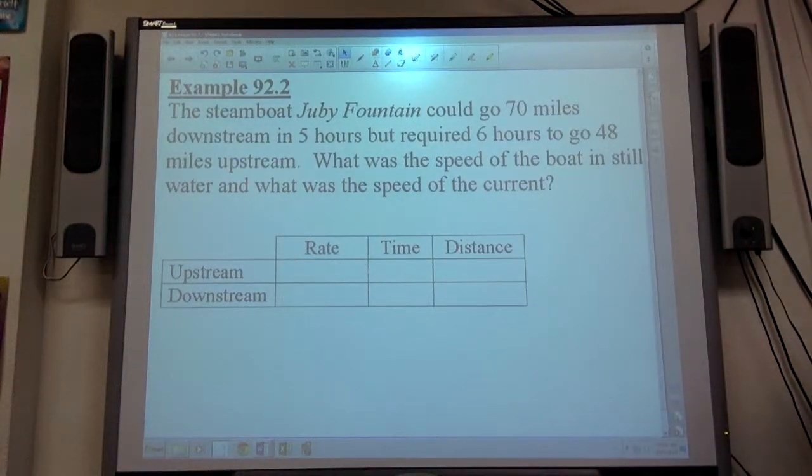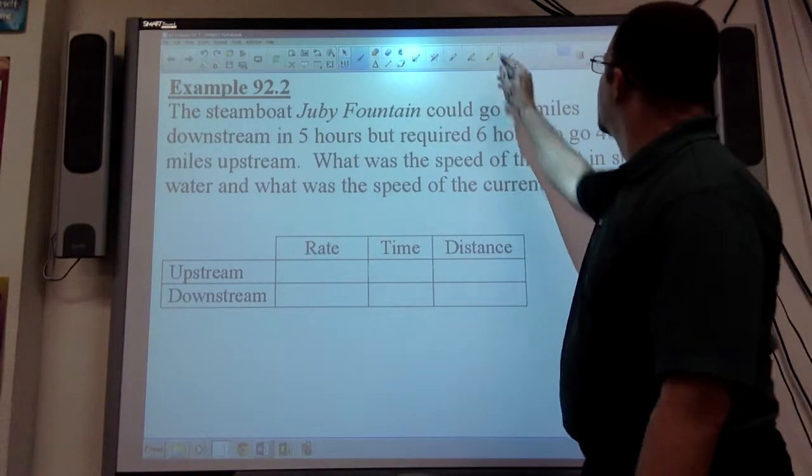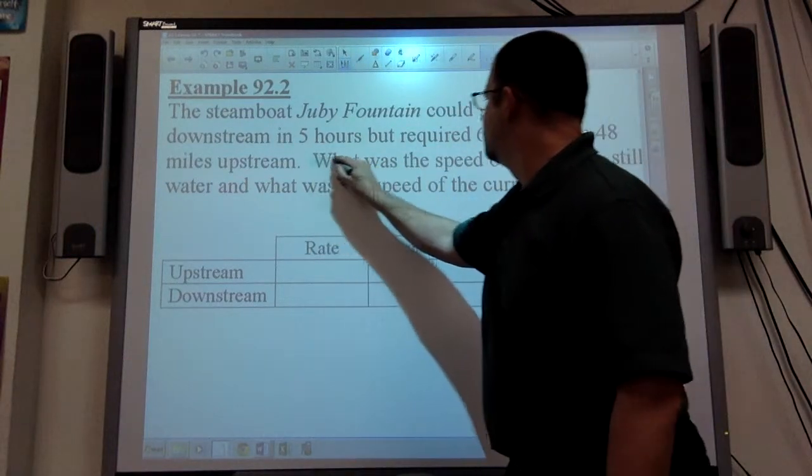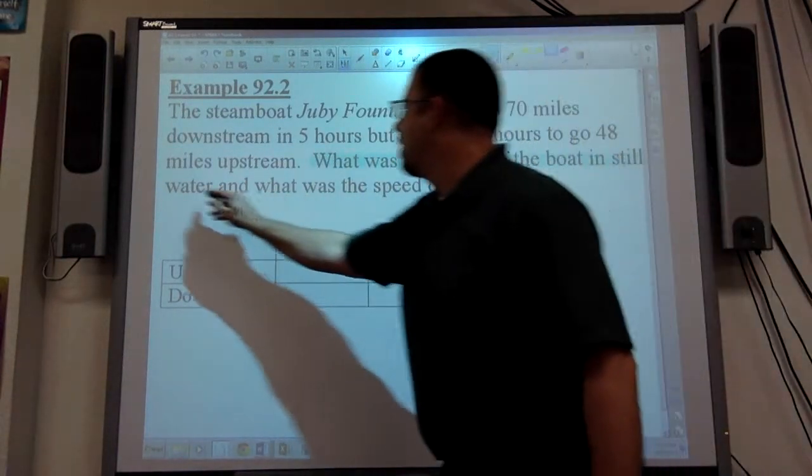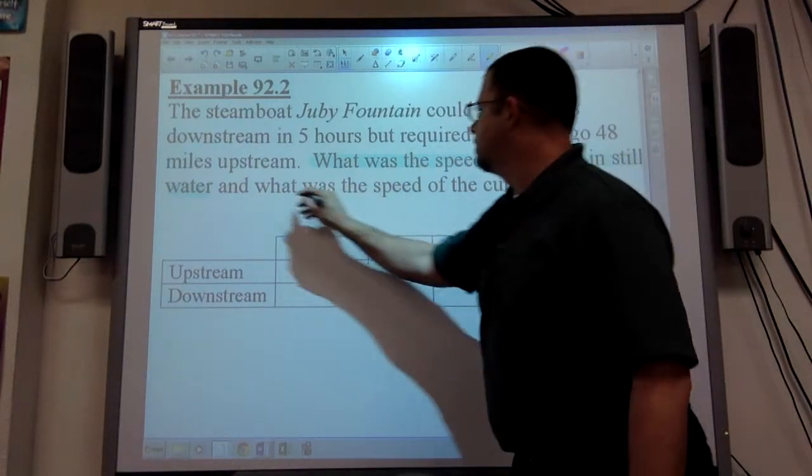Moving on to example 2, the steamboat Juby Fountain could go 70 miles downstream in 5 hours, but required 6 hours to go 48 miles upstream. What was the speed of the boat in still water? And what was the speed of the current?